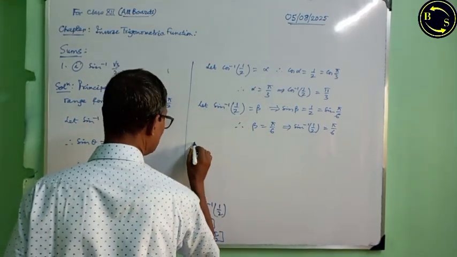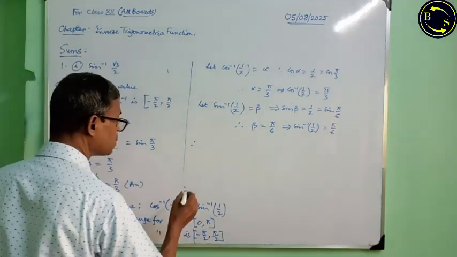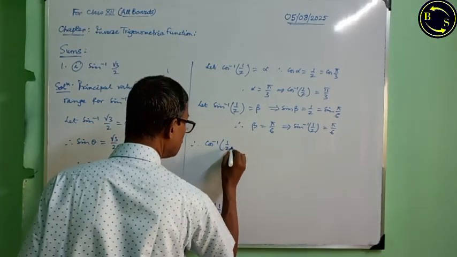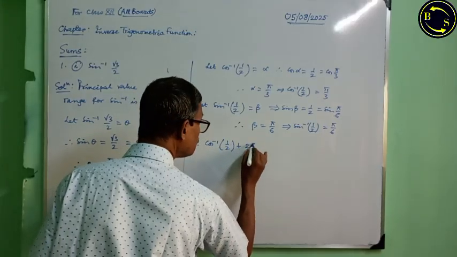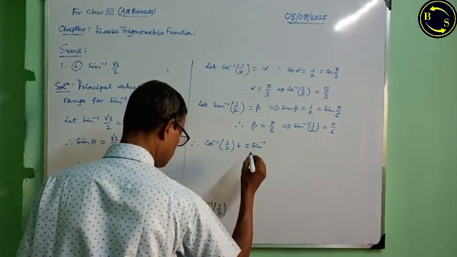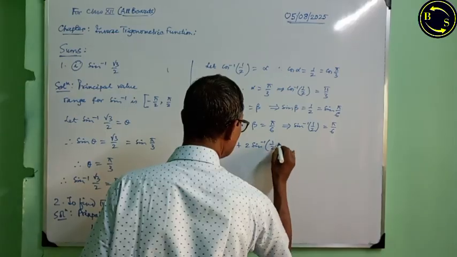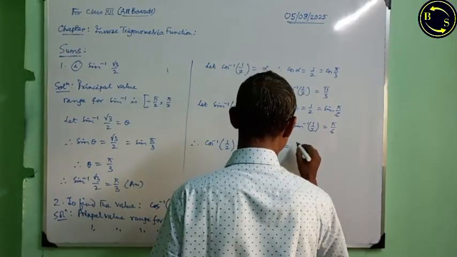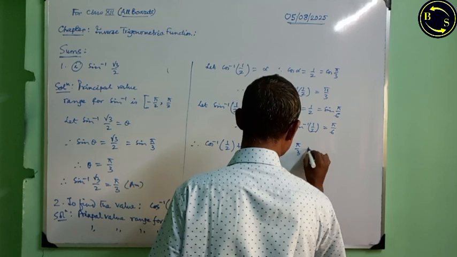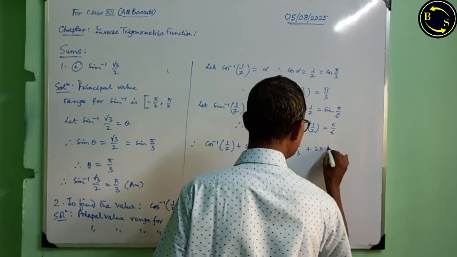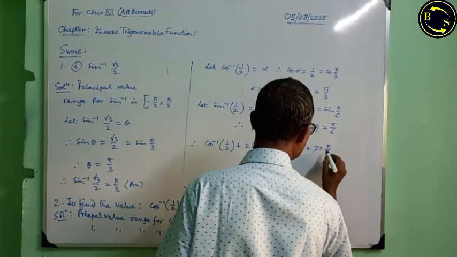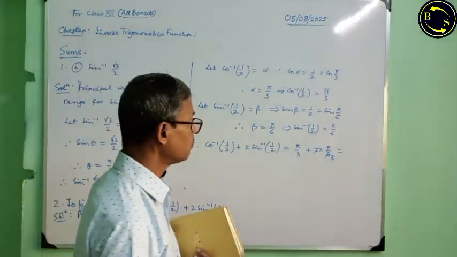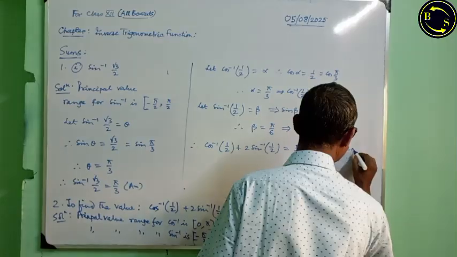Therefore, now I write the whole expression. Cos inverse half plus 2 sin inverse half, that is equal to pi by 3 plus 2 into pi by 6. After simplification, pi by 3 plus pi by 3. Therefore, finally 2 pi by 3.